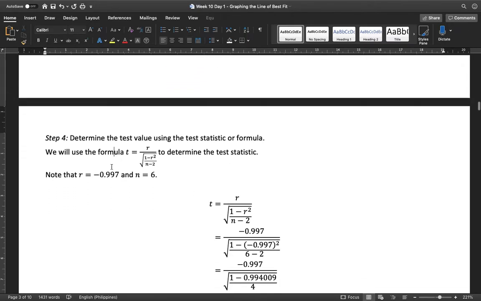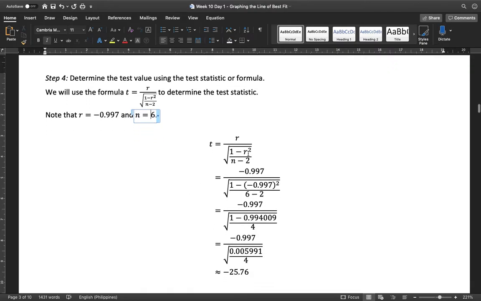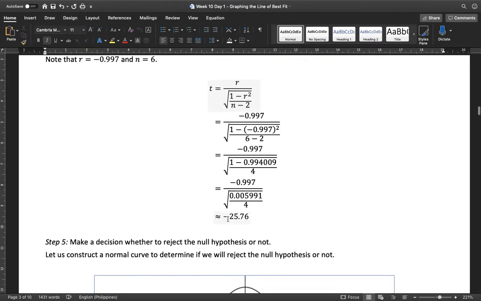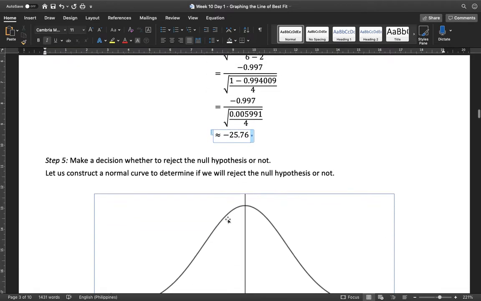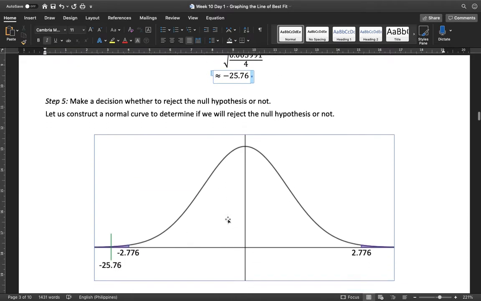So, R is that value, N is 6. Substitute kay test value. Ito yung test value natin para malaman natin kung mag-reject ba tayo ng null hypothesis or hindi. So, substitute natin dito. Substitute. We get negative 25.76. That's our test statistic. So, determine natin kung i-reject ba yung null hypothesis.